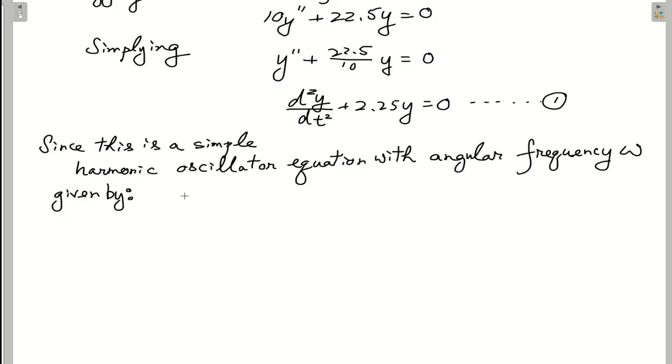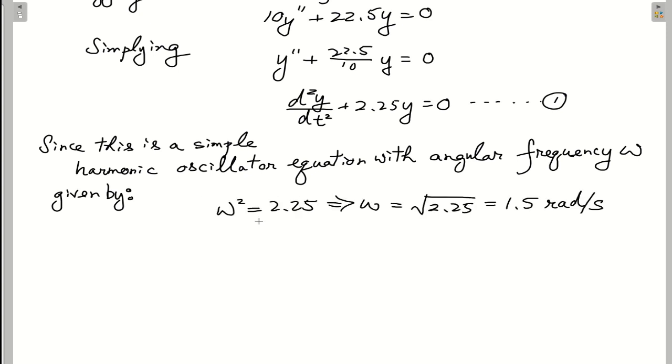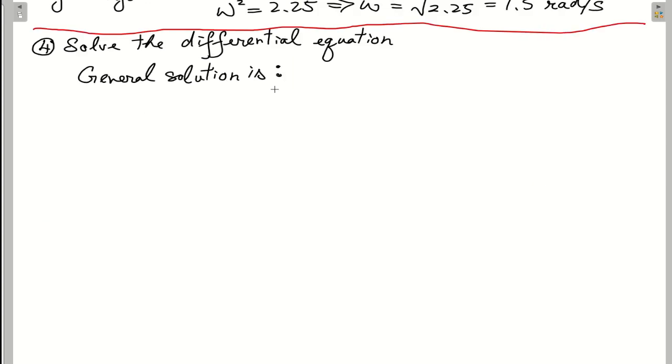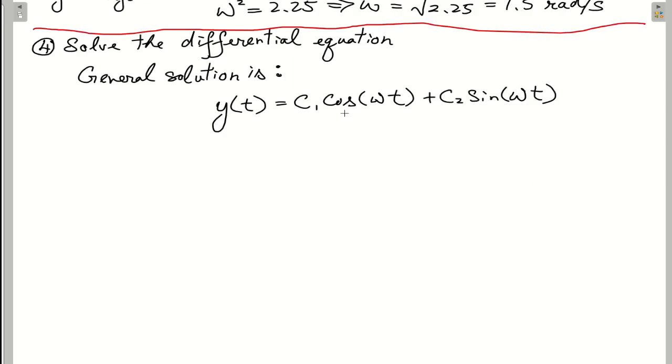Since this is a simple harmonic oscillator equation with angular frequency omega given by omega squared equal to 2.25, omega is equal to the square root of 2.25, which is 1.5 radian per second. Then we solve the differential equation as below. The general solution is y(t) = c1 cos(omega t) + c2 sin(omega t), where c1 and c2 are constants.